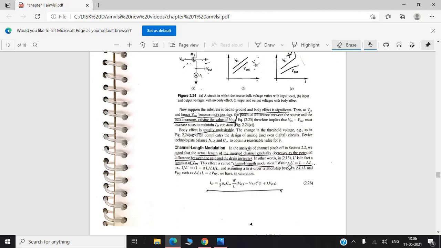So writing L dash equals L minus delta L, that is 1 by L dash equals 1 plus delta L by L. The whole thing will be divided by length, and assuming a first order relationship between delta L and VDS such that delta L by L equals lambda into VDS. If we put this in the ID equation, the whole thing will become 1 by 2 mu n COX W by L into (VGS minus VTH) the whole square, times (1 plus lambda into VDS), because of the channel length condition.